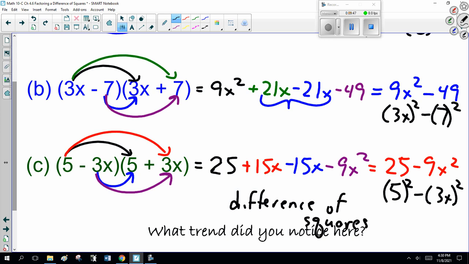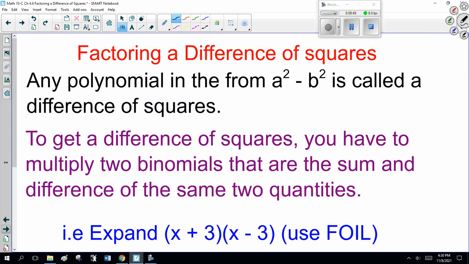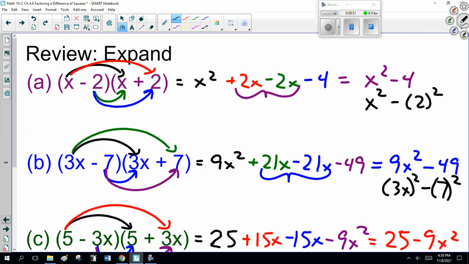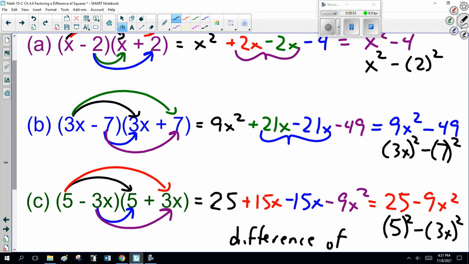Now, when did this happen? And I really want to stress this. It's a minus and a plus. A minus and a plus. A minus and a plus. When we multiply them or FOIL them out, we get a difference of squares.